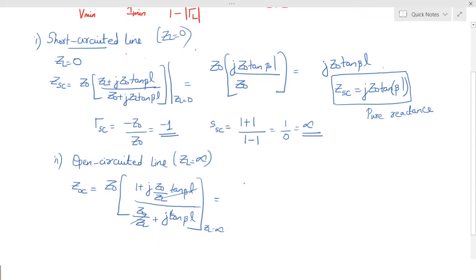So this can be written as Z0 divided by j tan beta L. When you multiply numerator and denominator with j, j square is minus 1. So it will be minus j Z naught cot beta L. So this is the next equation you should remember, that is impedance corresponding to open circuit is minus j Z naught cot beta L.